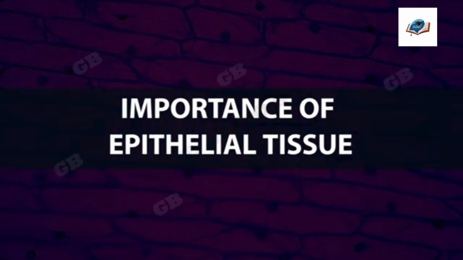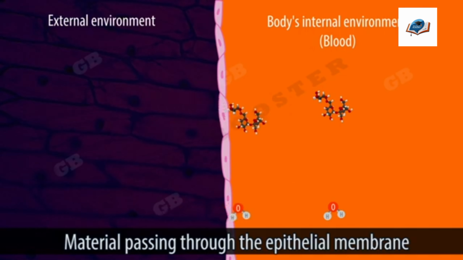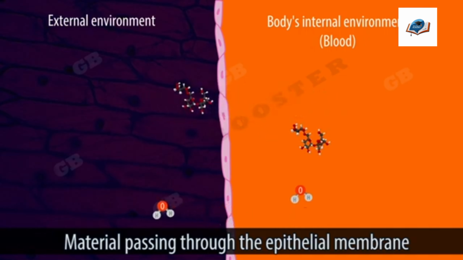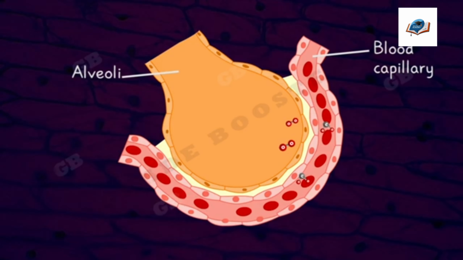Let's see the importance of epithelial tissue. Anything from the outside environment that needs to enter our bloodstream or anything that needs to leave our blood must pass through epithelial tissue at least once. In the alveoli of the lungs, gas exchange takes place, allowing essential gases to move between the air and the blood.